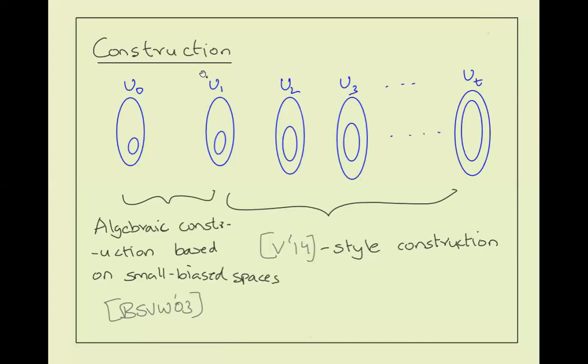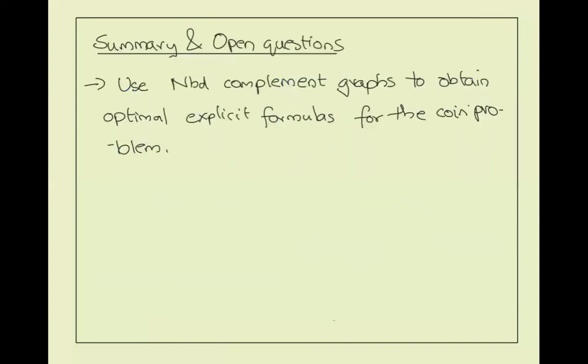Okay, so that's a very, very high level picture of what we do, and I defer the technical details to the paper. All right, so that brings me to the end of my talk. So just a summary, we construct these neighborhood complement graphs to obtain optimal explicit formulas for the coin problem. There are multiple natural open questions.